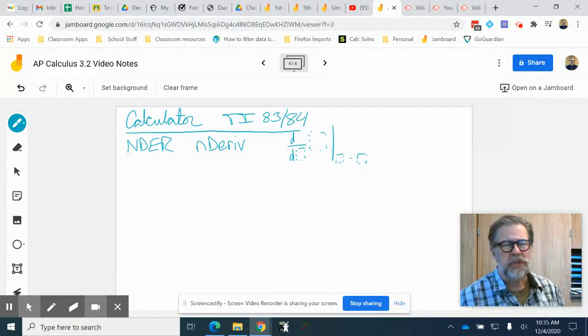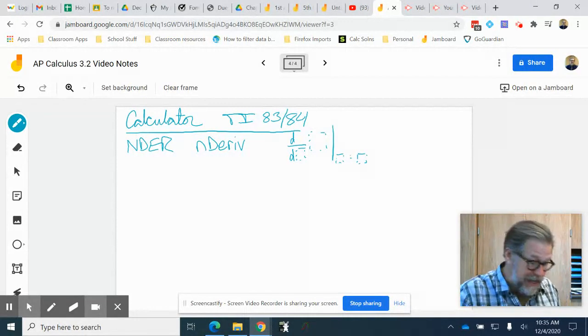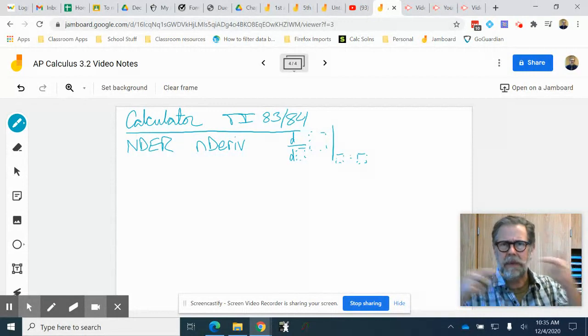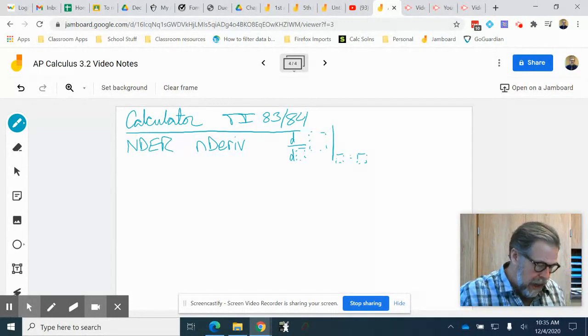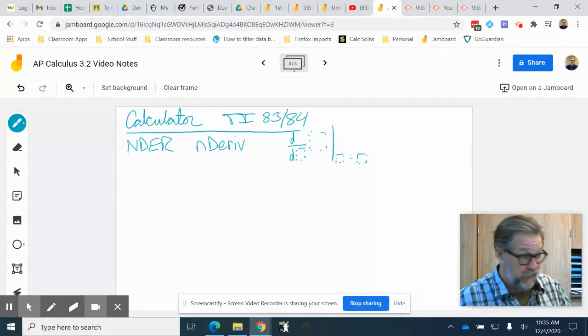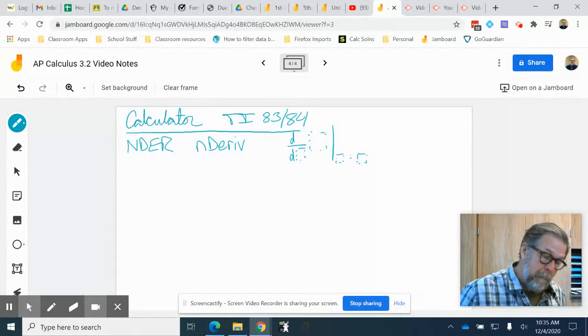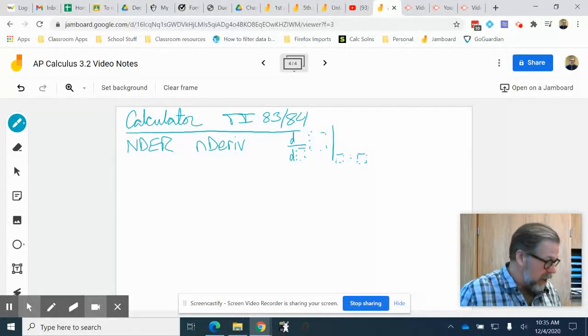And the way it works is by doing a numerical approximation. It doesn't actually take a limit, calculate the function, or have all the functions stored in the calculator, which, of course, since there's an infinite number of functions, would be awkward. But what it does is it uses an approximation.